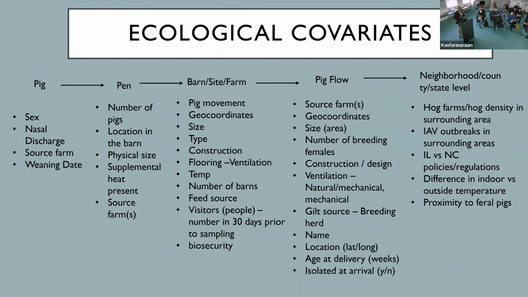And then we have more regional level, neighborhood level, county level, and state level variables, things like the temperature in those areas. Illinois is really cold in the winter, pretty warm in the summer. North Carolina, not that cold in the winter. And then North Carolina has proximity to feral hogs as well.